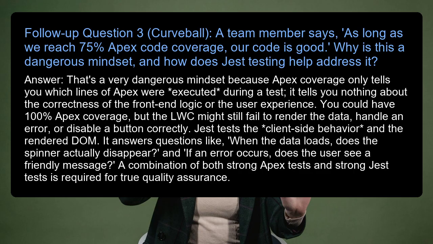Follow-up question 3, curveball. A team member says, "As long as we reach 75% Apex code coverage, our code is good." Why is this a dangerous mindset, and how does Jest testing help address it? Answer: that's a very dangerous mindset because Apex coverage only tells you which lines of Apex were executed during a test. It tells you nothing about the correctness of the front-end logic or the user experience. You could have 100% Apex coverage, but the LWC might still fail to render the data, handle an error, or disable a button correctly. Jest tests the client-side behavior and the rendered DOM.